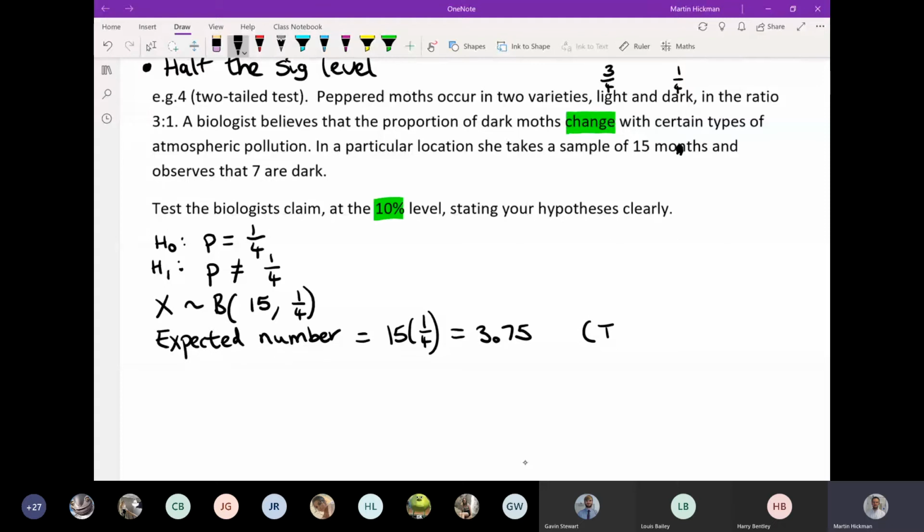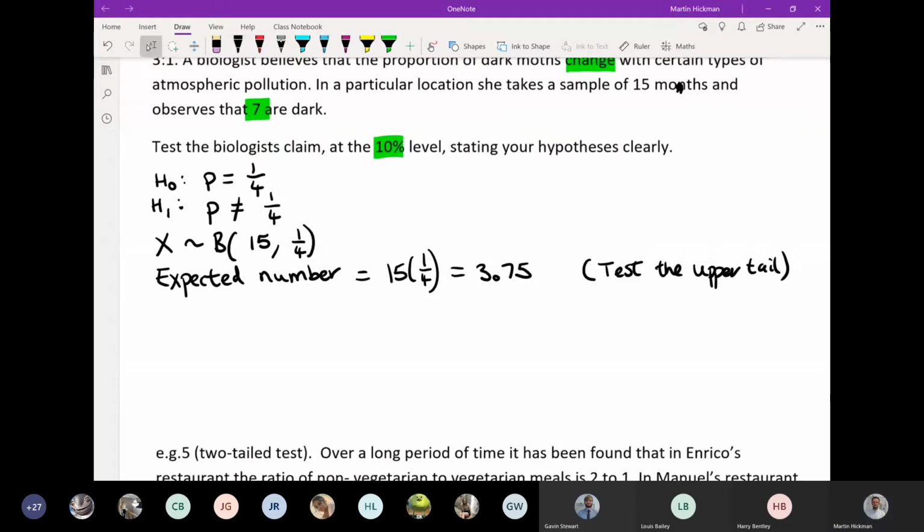So because 3.75 is the expected value, I've observed that 7 are dark. What this means is I want to test the upper tail. I found in my sample there's more than I expected. If there were less than I expected, then test the lower tail. So what I do now is I work out what is the probability that 7 or more, because I'm looking at a number that's greater than the expected number. I want to test 7 or more. What's the probability of finding 7 or more in the sample of 15?